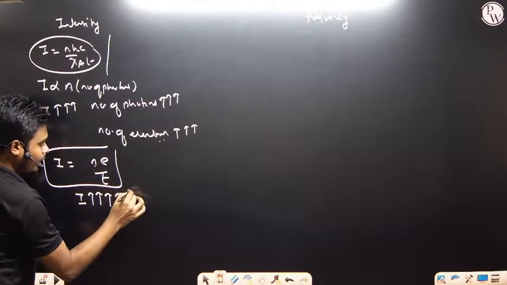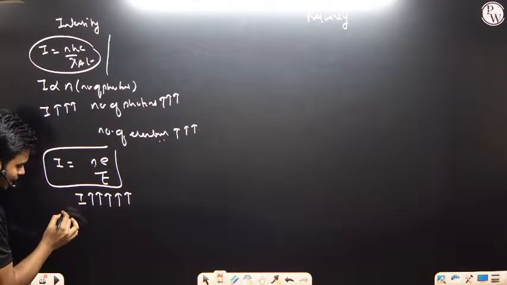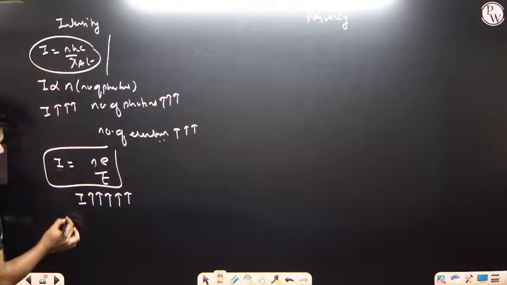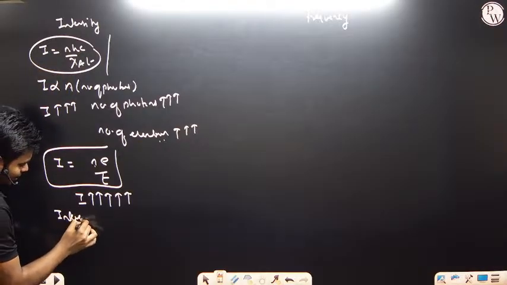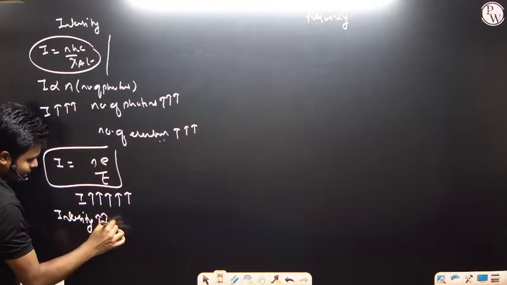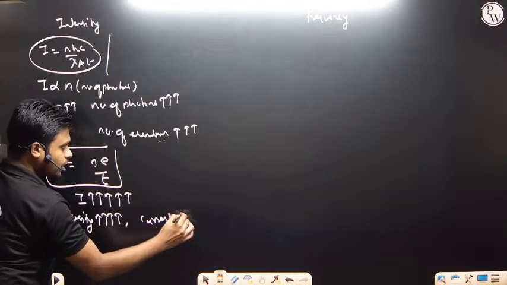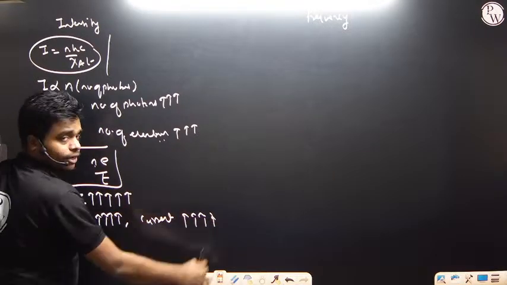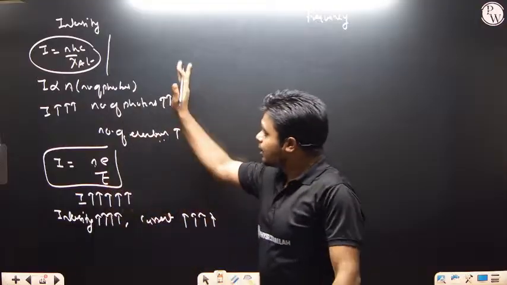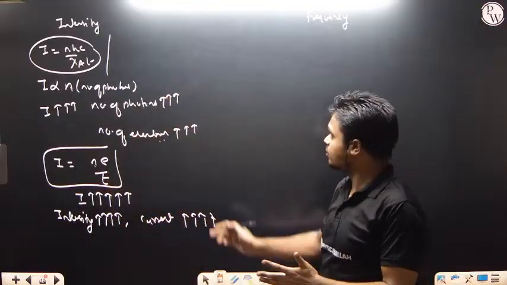So from here we are coming back to the relation. What is that? Intensity increases, current increases. Intensity increases with time. This current value, what current? We call it photocurrent. That photocurrent also increases with time. When intensity increases, photocurrent also increases with time.